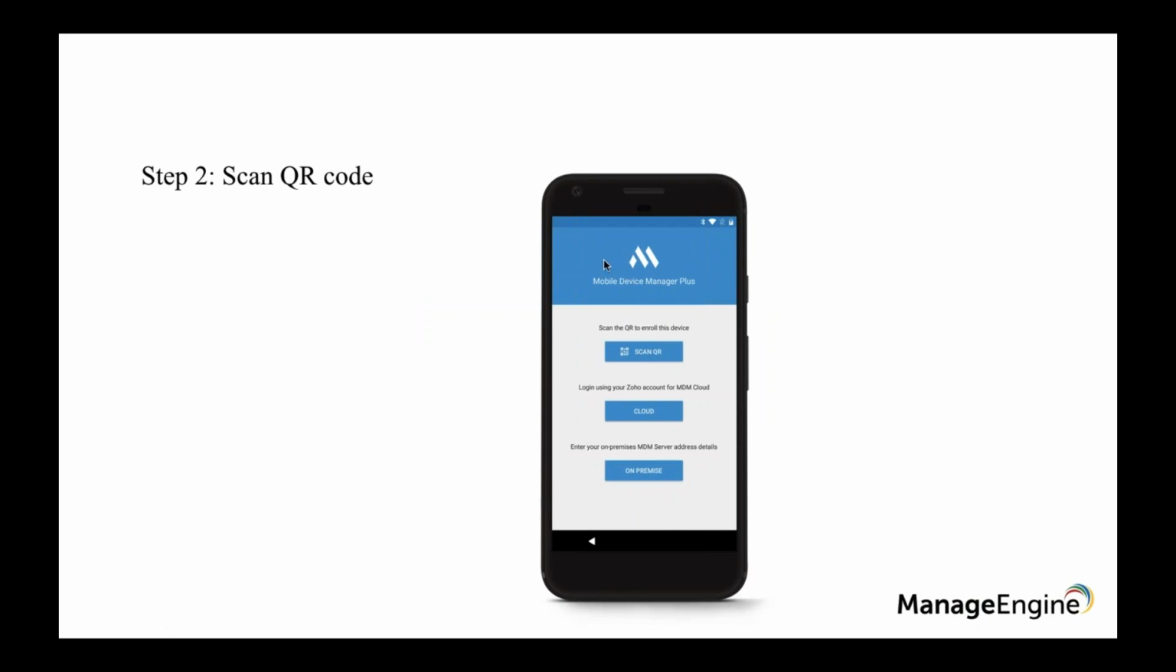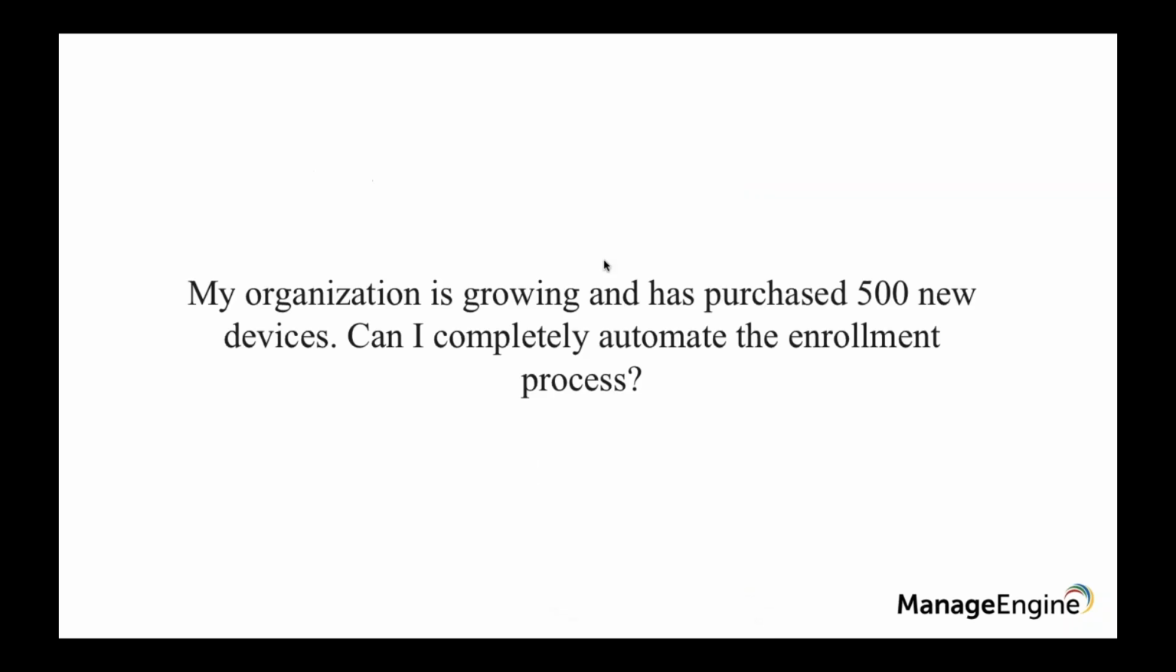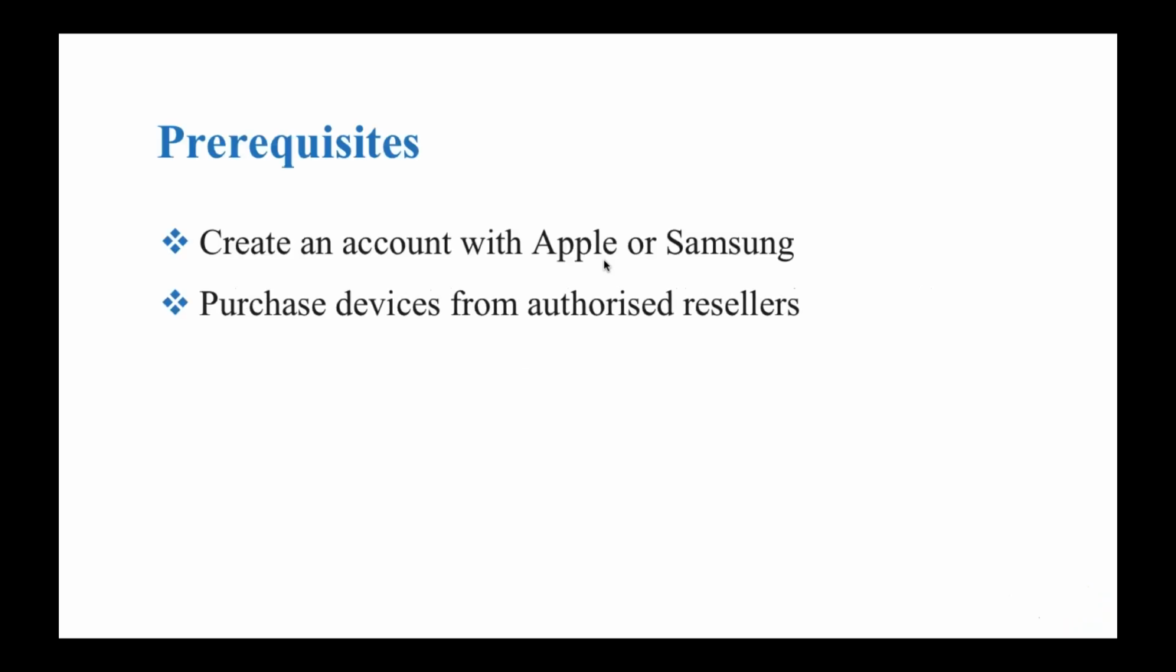Our next step will be to complete the assignment process. This is very similar to how we had done for Apple Configurator. We can either choose to do it in bulk or on a user-to-user basis. Now, my organization is growing and it has purchased 500 new devices. This is a large number of devices that are to be managed. So is there a way in which I can completely automate my enrollment process?